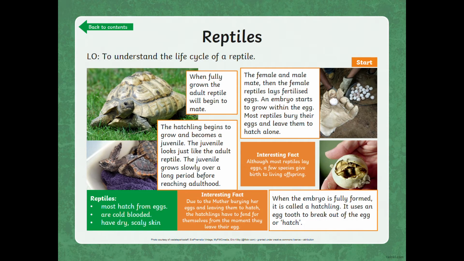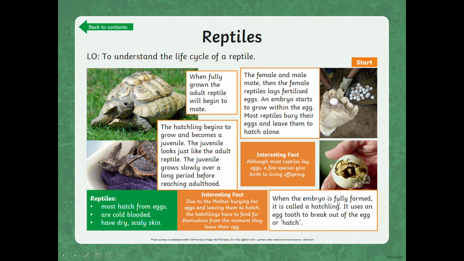Reptiles then, similar to amphibians in a way, because the female and male mate, and then the female reptiles lay the fertilized eggs. So they do mate, and the female lays the eggs. They're already fertilized when she's laid them. And then an embryo starts to grow within the egg. Most reptiles bury their eggs and leave them to hatch alone.